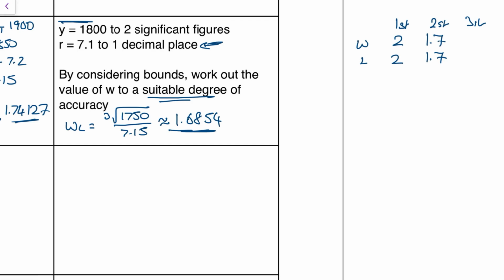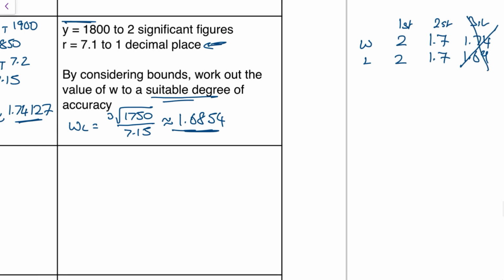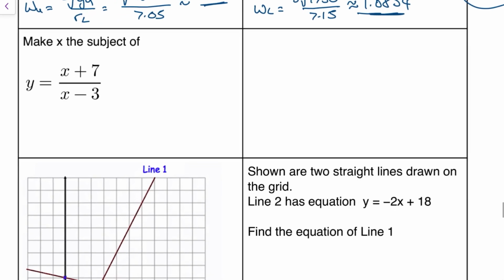To 3 sig fig, it's 1.74 and 1.69. These numbers are not the same. So therefore, it's not a suitable degree of accuracy because it's different numbers. So the answer to my question is that the highest degree of accuracy, where these numbers are the same, is going to be 1.7. Not a nice question. People do not like these questions when we teach it, but nevertheless, that is the answer to that question.